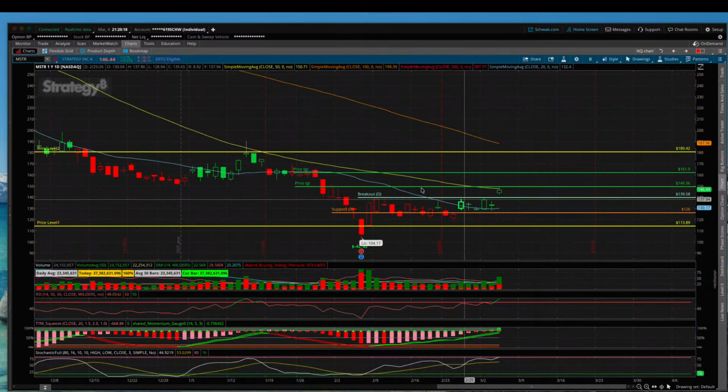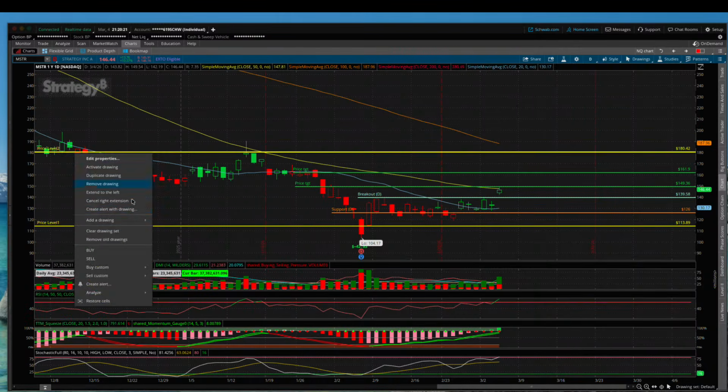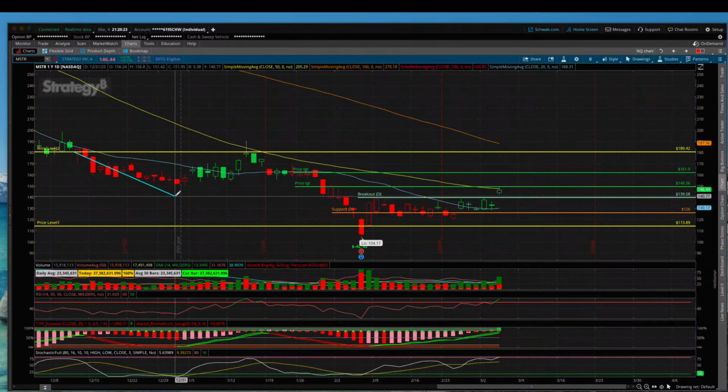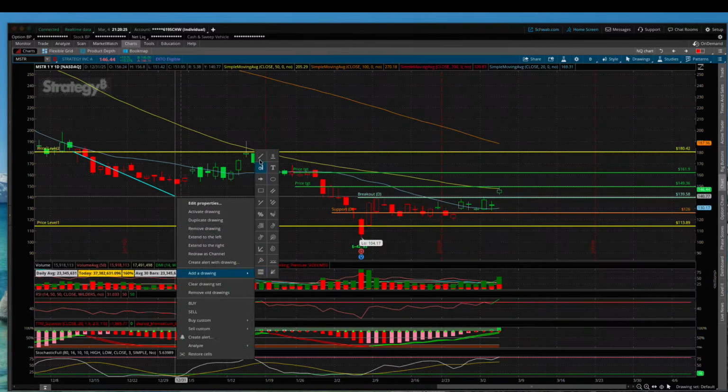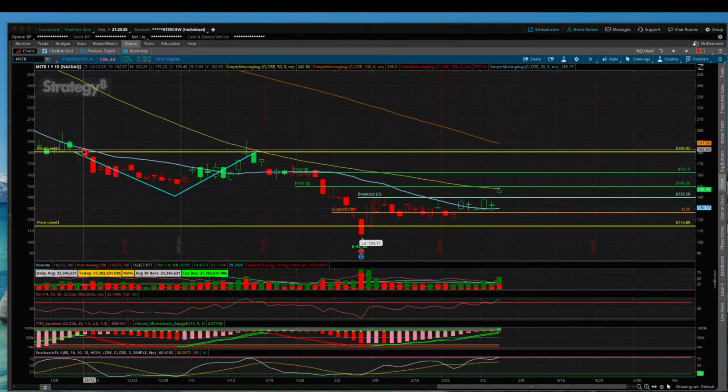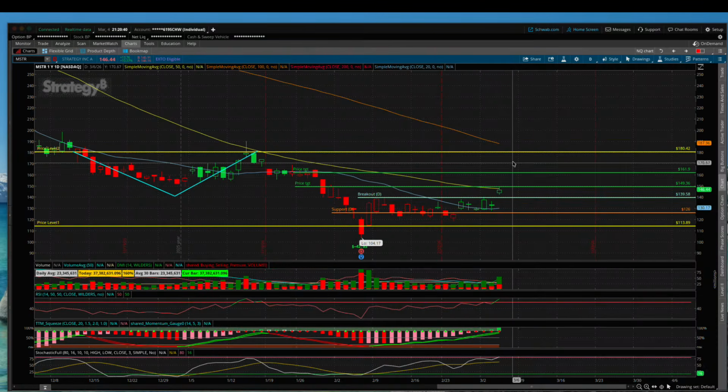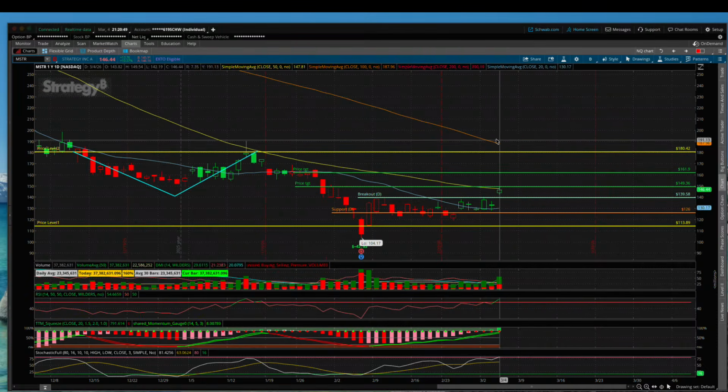Zoom out. We have a left shoulder right here, at 181 to 185. We have a head, an inverse head, right here. We pop this up to 181 to 185, we have rejection and fall back down. We have an inverse head and shoulders building.